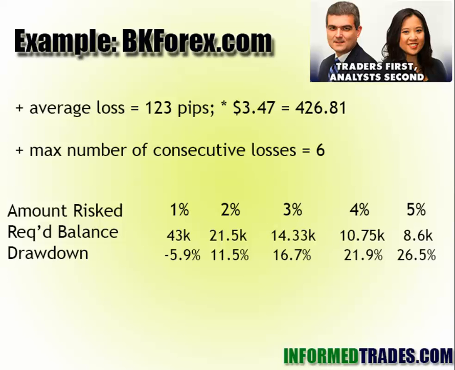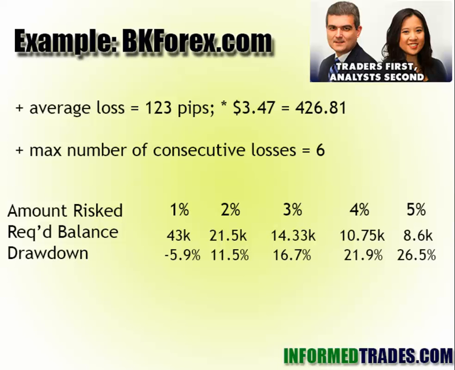That way, if you lose one trade, you'll be out $426. That's 1%. And now if you lose 6 in a row, you'll be down 5.9%. Basically, if you start with 43,000 and you lose one trade, your new starting balance is $42,261 or something to that effect, and then you take 1% of that, and you keep going.